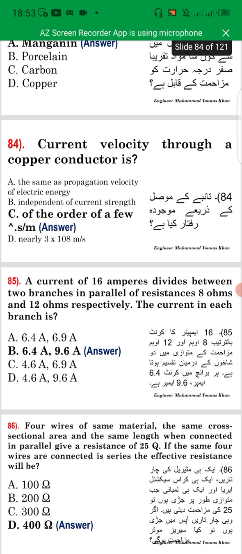A current of 16 amperes divides between two branches in parallel of resistance 6 ohms and 4 ohms respectively. The current in each branch is 6.4 ampere and 9.6 ampere, 4.6 ampere and 6.9 ampere, 4.6 ampere and 9.6 ampere. 6.4 ampere and 9.6 ampere.